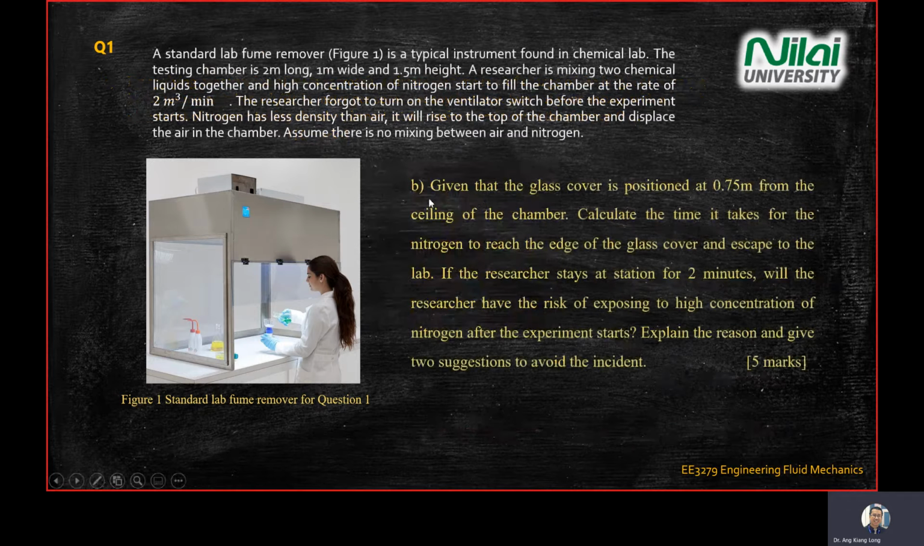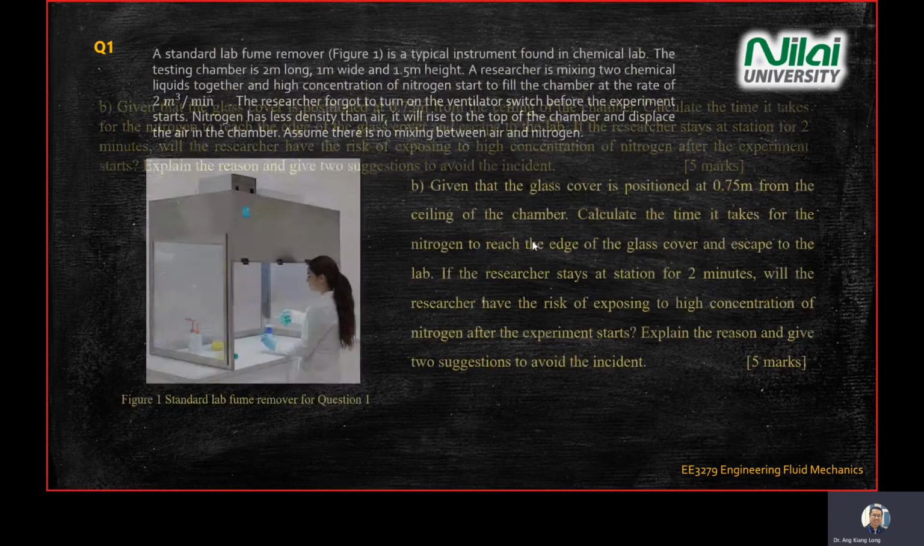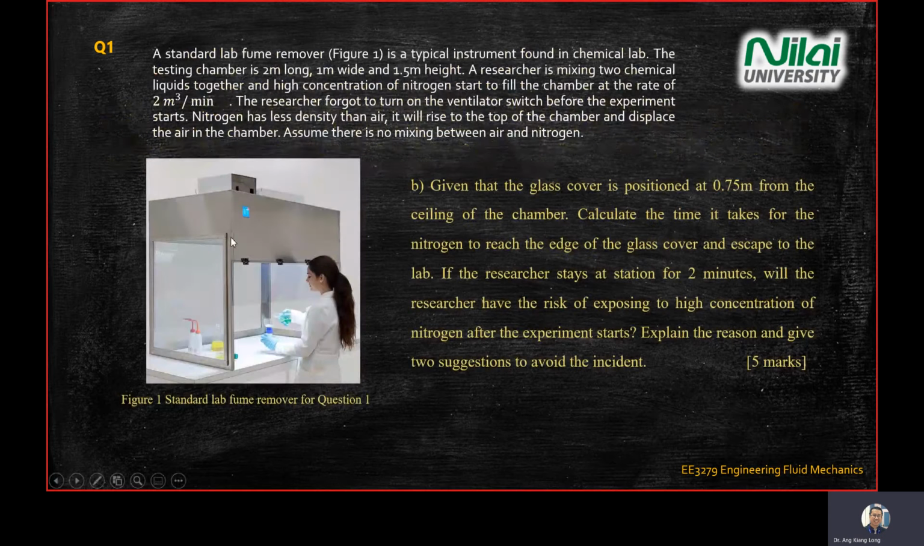For the second part, because this glass cover is 0.75 from the ceiling of the chamber, calculate the time it takes for the nitrogen to reach the H, which is here, because the nitrogen accumulates here, so it will come to here. So you need to estimate the time. If the researcher stays at that station for 2 minutes, will the researcher have the risk of exposure to high concentration of nitrogen after the experiment starts? Explain the reason and give 2 suggestions to avoid this incident.